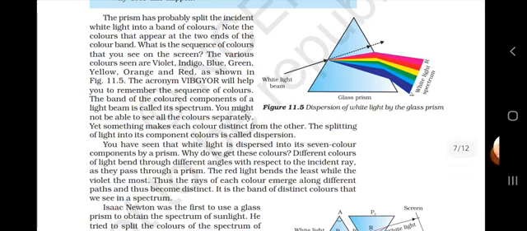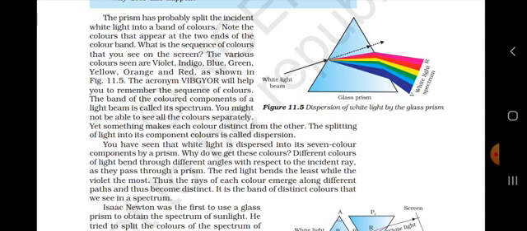You have seen that white light is dispersed into its 7 components by a prism. Different colors of light bend differently with respect to the incident ray as they pass through a prism. The red light bends the least while the violet light bends the most. Thus the rays of each color emerge along different paths. I hope you will understand this.